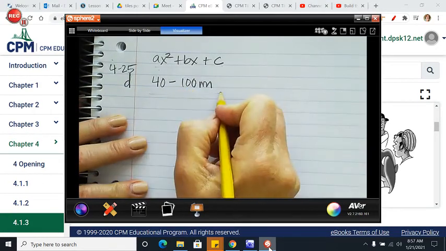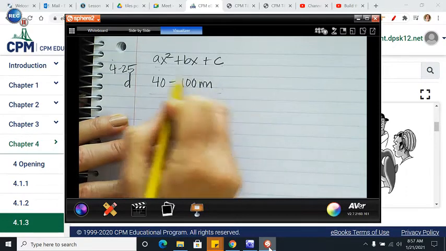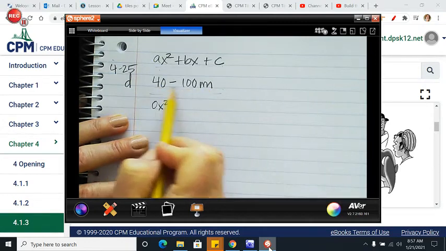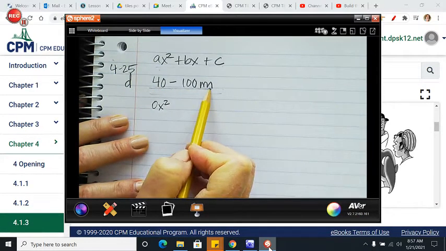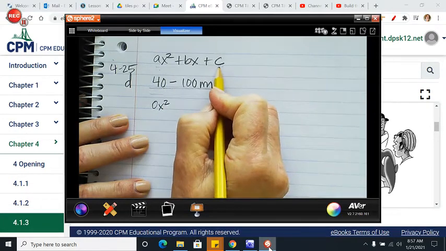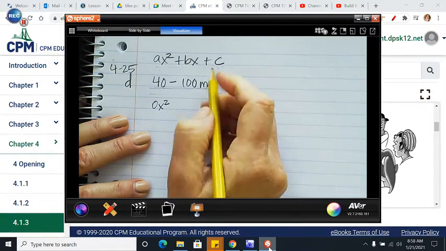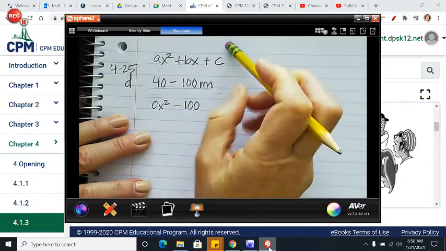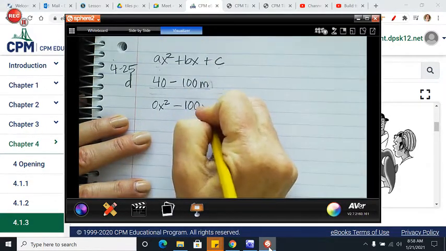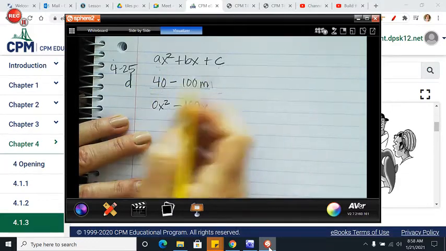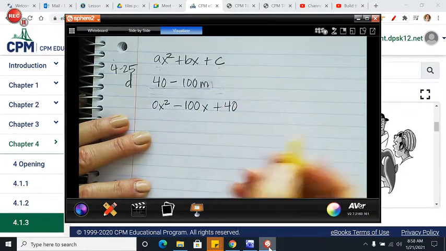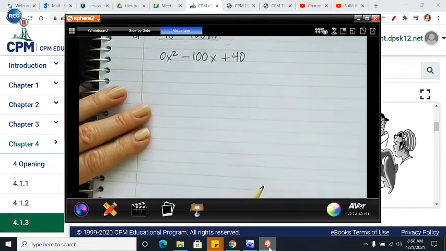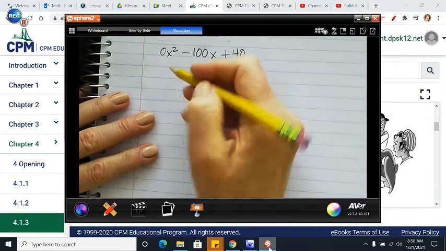So we did that, but we also wrote this in order. So if I wrote this in order, it would be 0x squared because the x squared term is what's missing. 40 is the constant. C is a constant. It's a number that doesn't have a variable next to it. And then minus 100. I'm going to use, instead of m, I'll just use x, and then plus 40. So if we wrote it in standard form, it would look like this. And then we would just follow the process that we've been using.